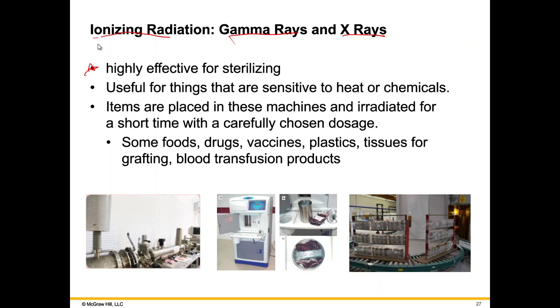So what occurs in this process are we can have items that are placed in machines that will expose it to ionizing radiation, and that will result in a sterilized product.